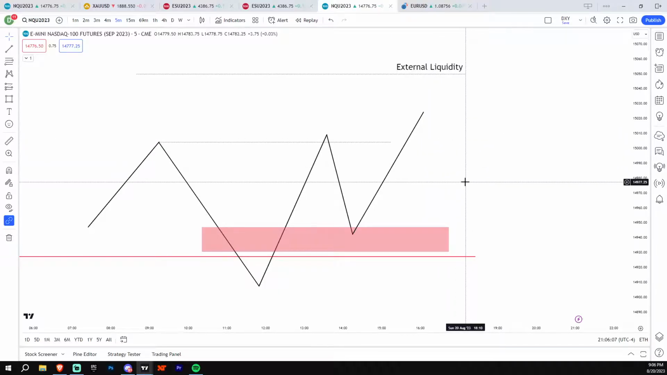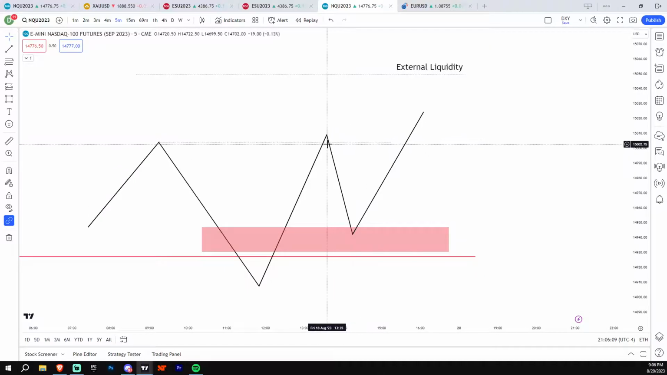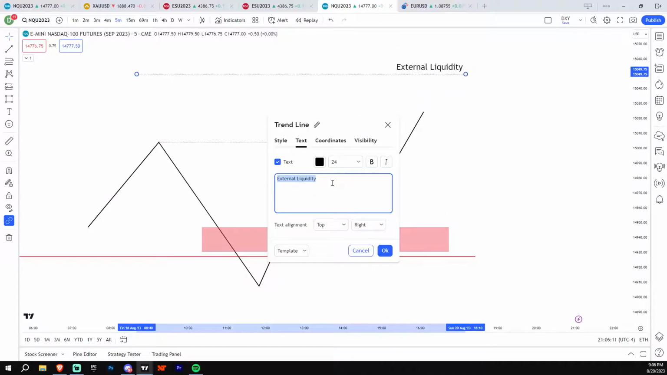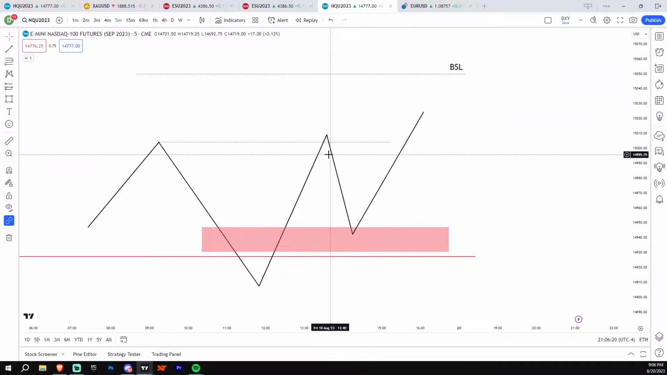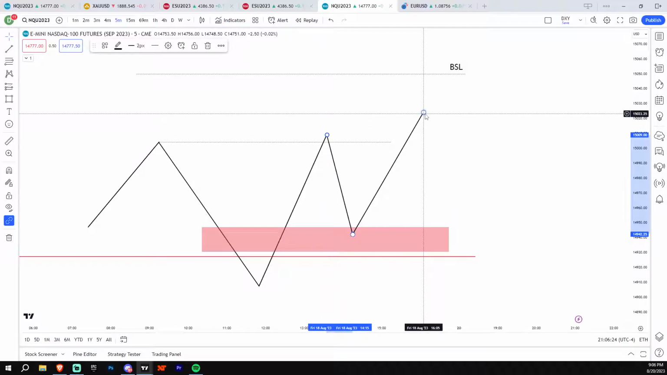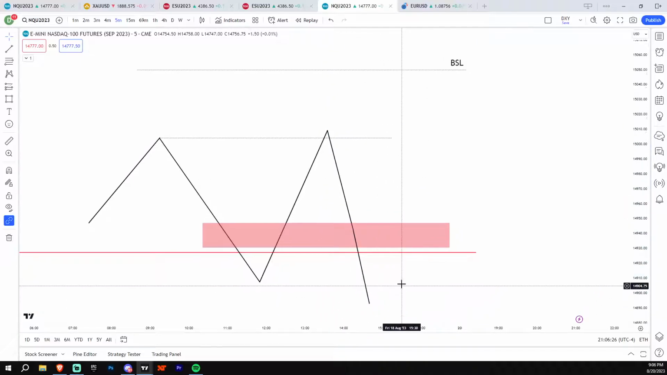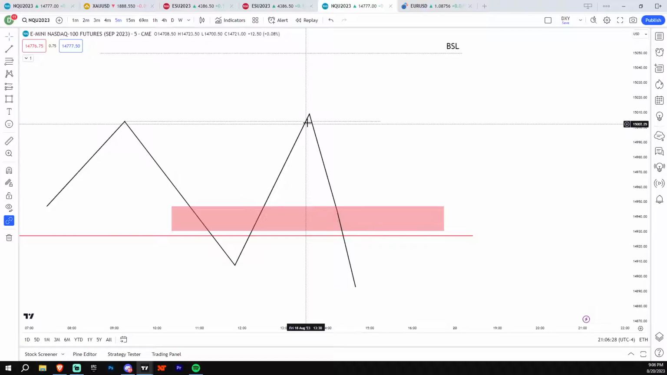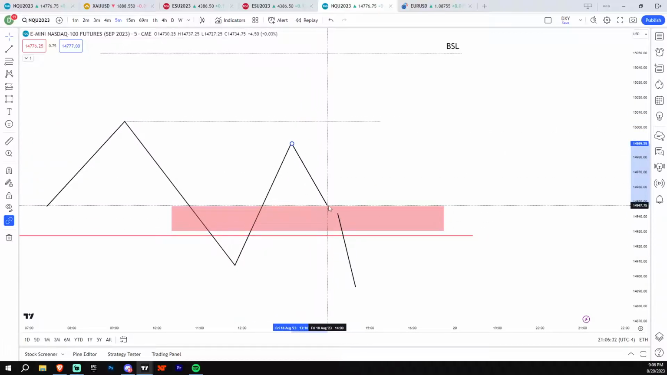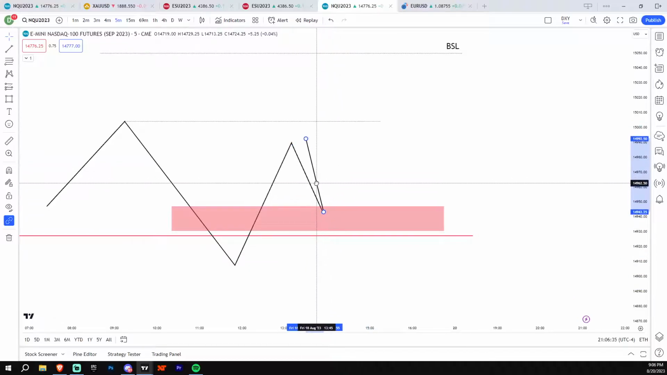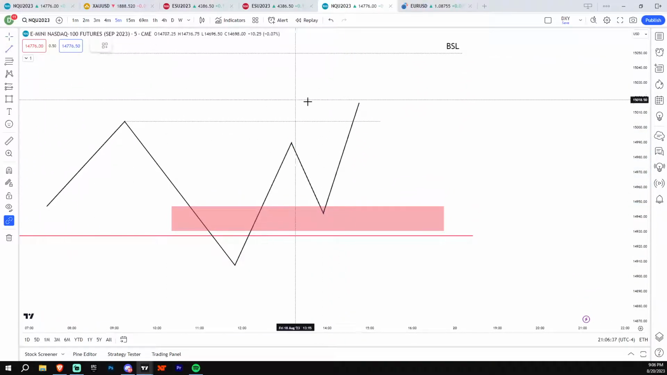So if my draw on liquidity is wrong, let's say I think this is buy side liquidity. BSL stands for buy side liquidity. So I think that we're going to go to buy side, but if my bias is wrong, then we're going to do something like this. Do you understand why I say don't long unless we have not hit the internal liquidity? Because if your bias is wrong, we're still at least probably going to hit the internal liquidity and then reverse.